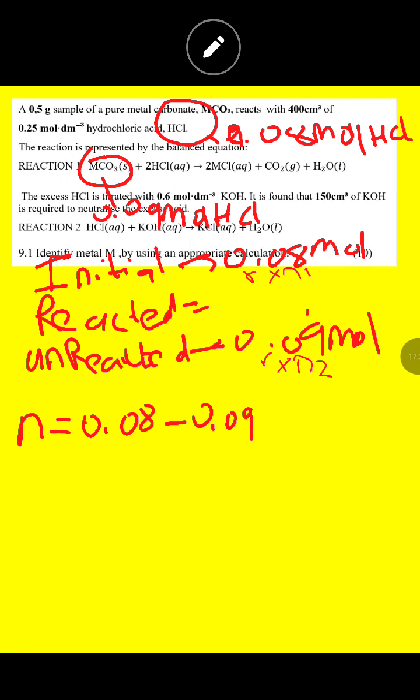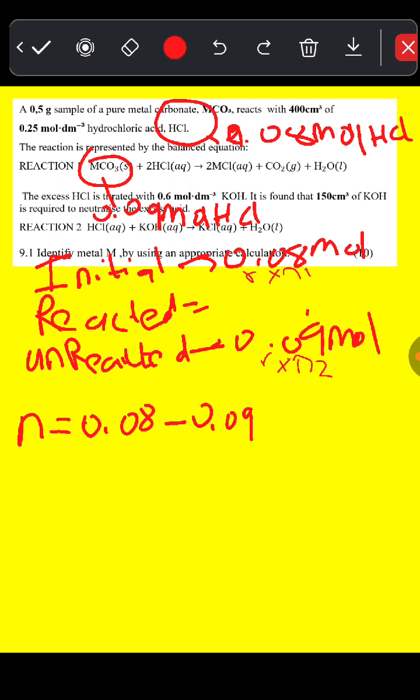So we say initial minus final, and you get 0.1 mole. Okay, now we say these are the ones that reacted, are the number of moles reacted.